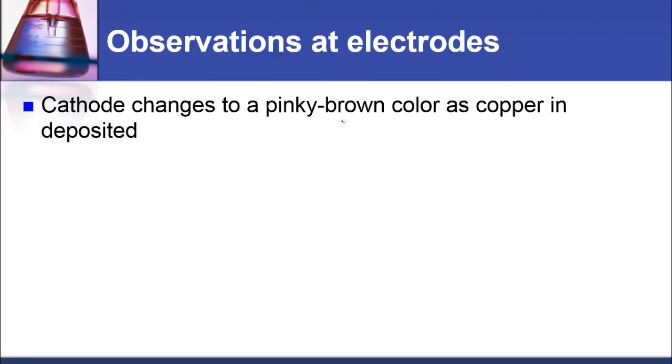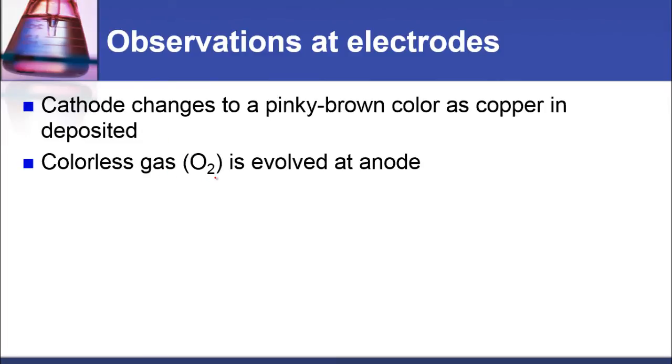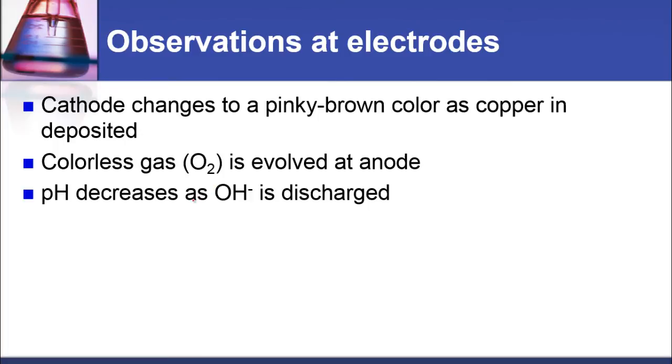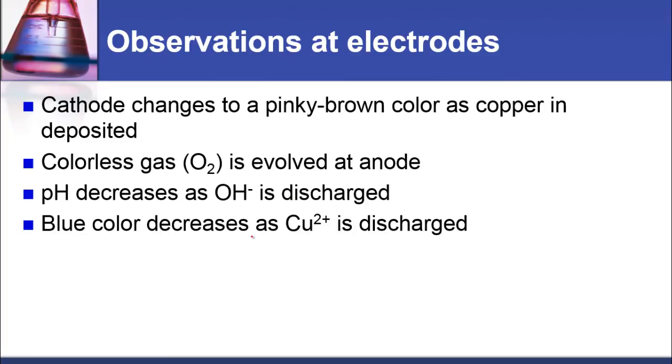What will you see at the electrodes? The cathode will change to a pinky brown color. If you've ever seen copper, it's kind of a pinky brown color. So copper is deposited on the cathode, so it changes color. A colorless gas, oxygen, is evolved at the anode. pH decreases because OH- is being discharged. And an important point here, the blue color decreases. We're losing Cu2+ ions, and they are the reason why the solution is blue. So the blue color will fade. It'll start off a strong blue and it'll become lighter.